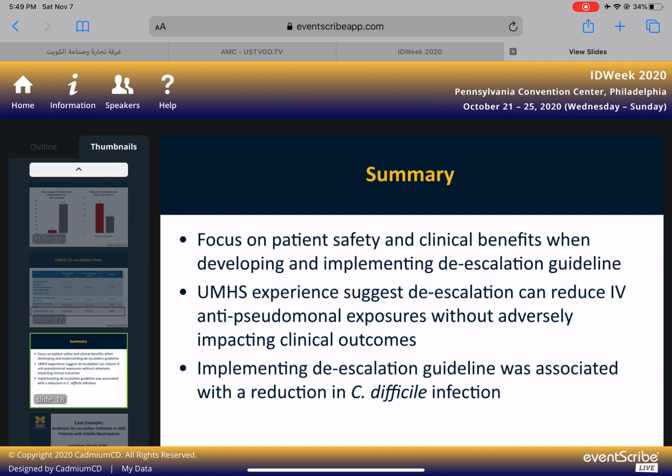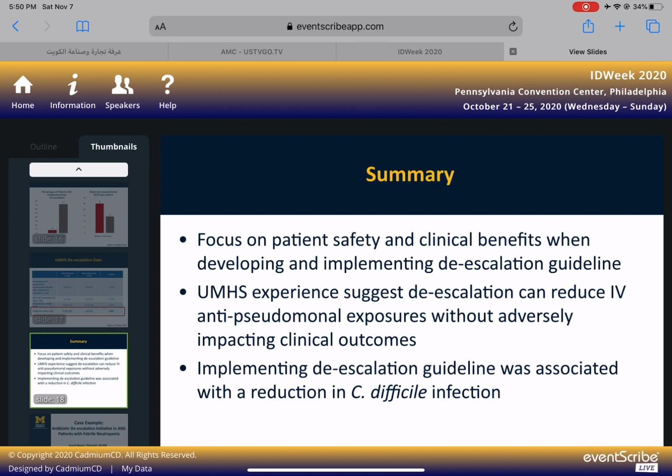So in summary, I hope this example of our de-escalation initiative has helped you in a few different ways. Number one, I hope walking through how to develop an argument for why this is important was helpful. And I think that when you're developing an argument and you're discussing antibiotic de-escalation with the oncology groups, it has to be on patient safety and the clinical benefits that can be realized when you standardize care and implement a de-escalation guideline.